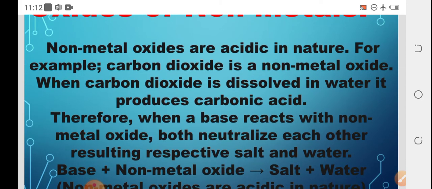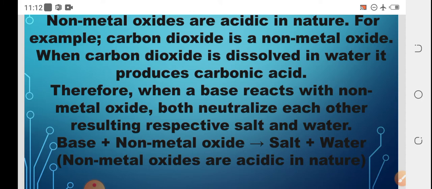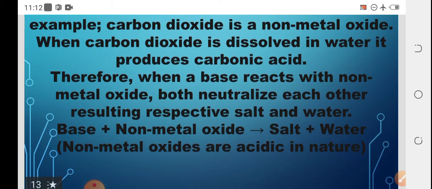When carbon dioxide is dissolved in water, it produces carbonic acid. Therefore, when a base reacts with a non-metal oxide, both neutralize each other, resulting in the respective salt and water being formed. Here you can see when bases react with the non-metal oxide, salt and water are formed.